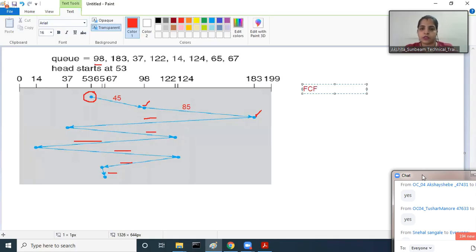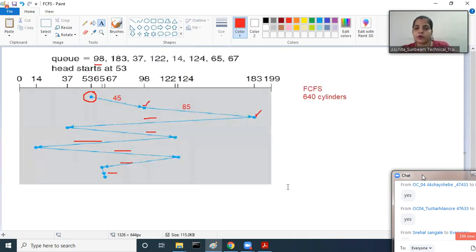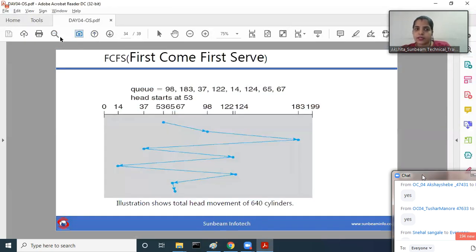First come, first serve. ये सारे नंबर कैलकुलेशन आप करोगे तो आंसर आएगा आपको 640 cylinders. So what exactly is 640? It is 640 cylinders that the head has to go ahead for reaching each and every track or sector. So this illustration shows the read-write head movement of 640 cylinders. This is first come, first serve, considering the current head position is at 53. समझ में आया यहाँ तक? Everyone.